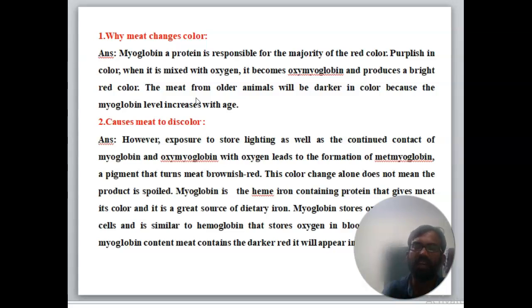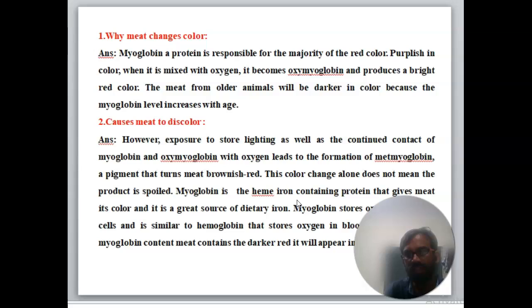We will discuss this in future slides. Now you can see the causes of meat discoloration. What are the major causes of discoloring of meat? The exposure to storage light, as well as the continued contact of myoglobin or oxymyoglobin with oxygen, leads to the formation of metmyoglobin, the pigment that turns brownish red. This color change does not mean spoilage.